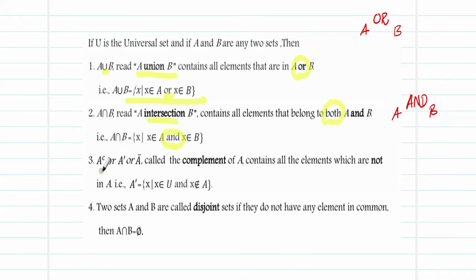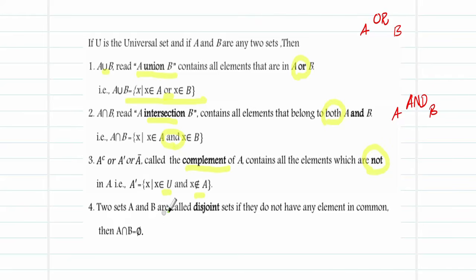The next thing which we have over here is A to the power of C, or A with a prime on top, or A with a bar on top. You call it the complement of A, which is the collection of all elements which are not in A. So they are a part of the universal set, but they don't belong to the set A, in which case you call them the complement of A.